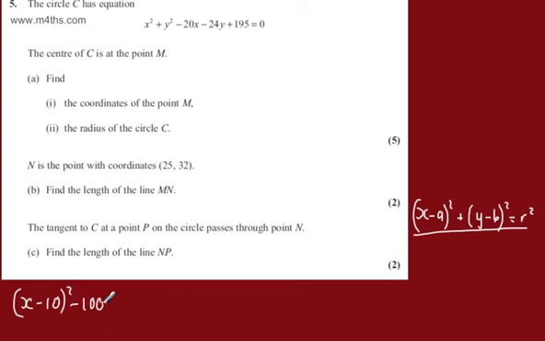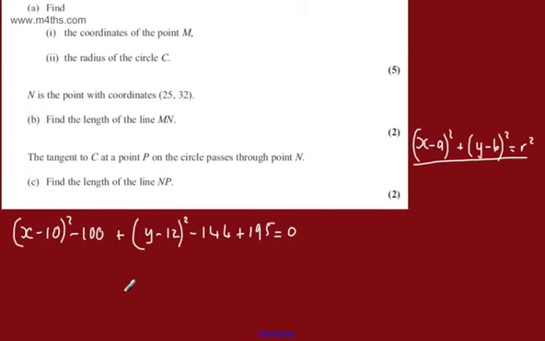So that's minus 100. I'll now consider the terms in y. We'll have y minus half the coefficient, which is 12, and then we will square that term and subtract away 12 squared. We still have the plus 195, and we will set this equal to 0. So what we'll have now is the following. We will have (x minus 10) all squared plus (y minus 12) all squared. If I subtract 195 from both sides, add 144 and add 100, that's going to give me 49.